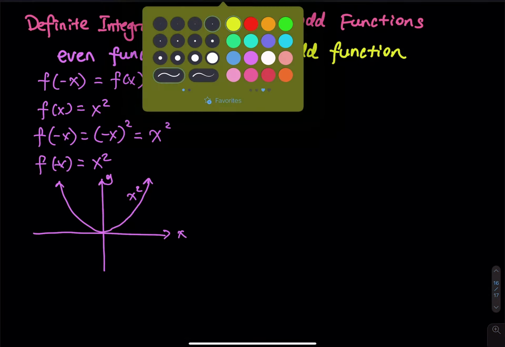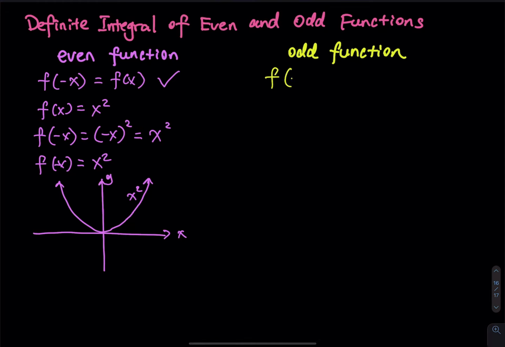An odd function is one where f of negative x is equal to negative 1 times the entire function. One popular odd function is f of x equals x to the third. This is a very popular odd function.